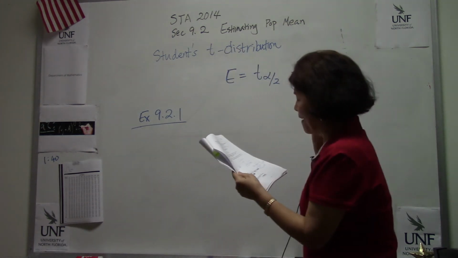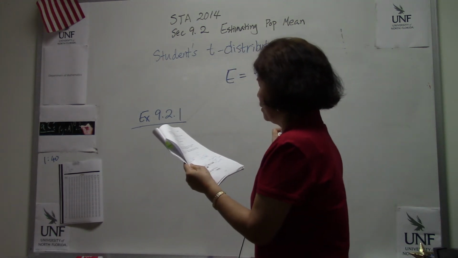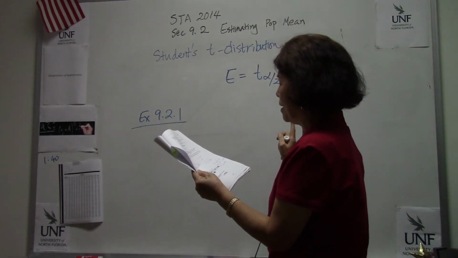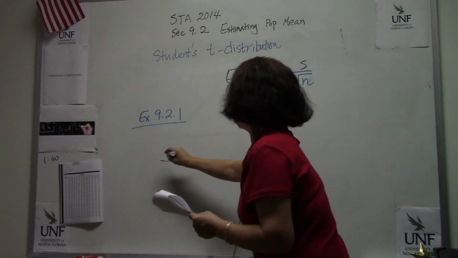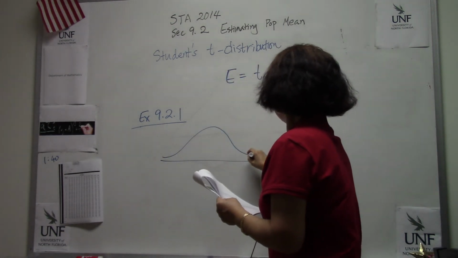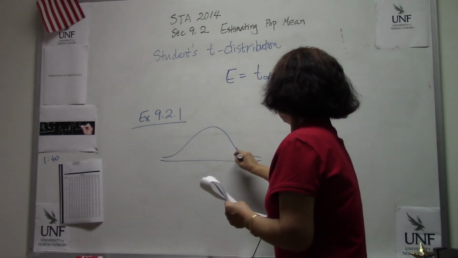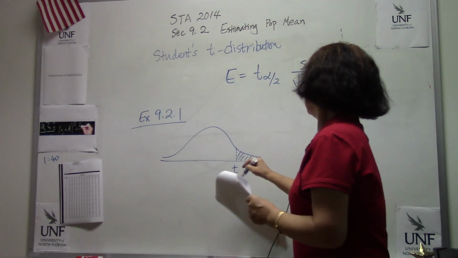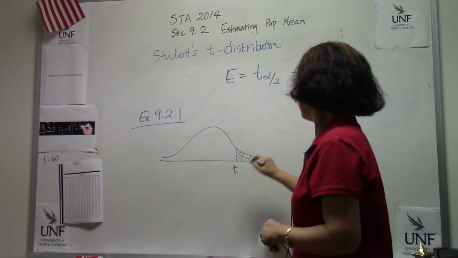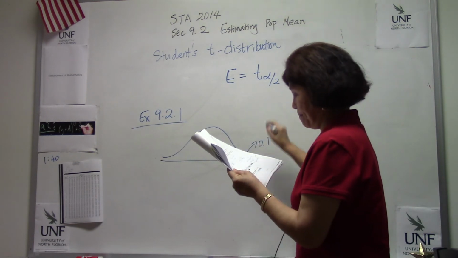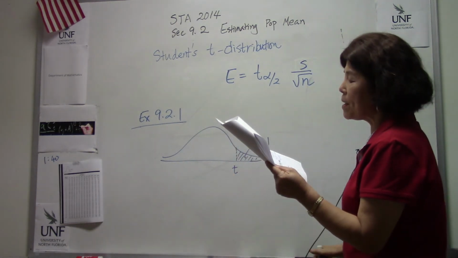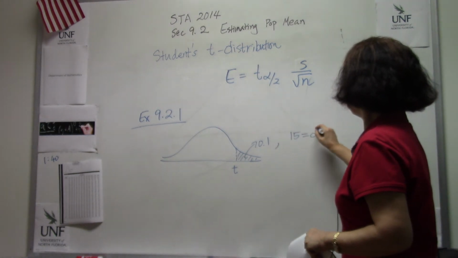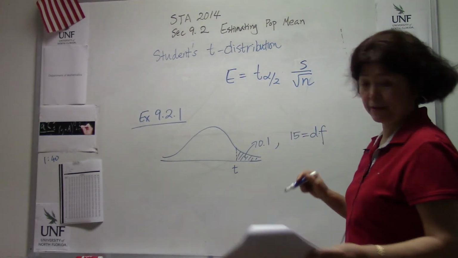So that is the t critical value such that the area under the t distribution to the right of the t critical value is 0.1. So you go to the t distribution and we want to find the t value where the area of the region to the right of this value is 0.1, assuming 15 degrees of freedom. So that is df.